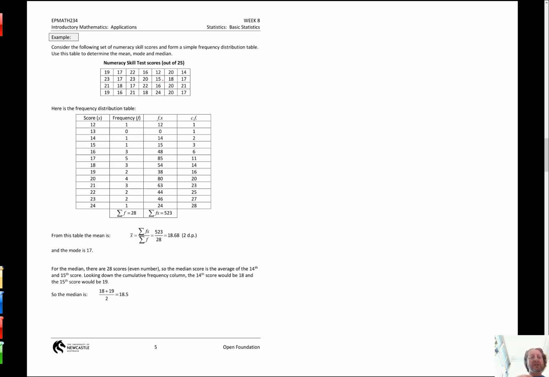The fx column is already done for us. Remember, that was just f times x. 1 12 is 12, 0 13s is 0, 1 14 is 14, and so on. So the total of all my scores is 523.